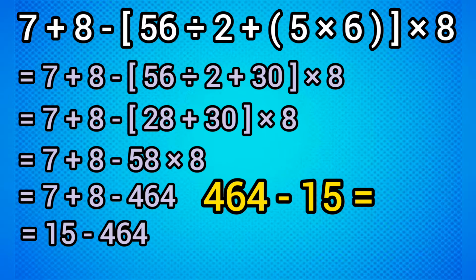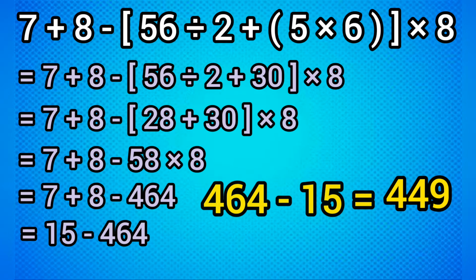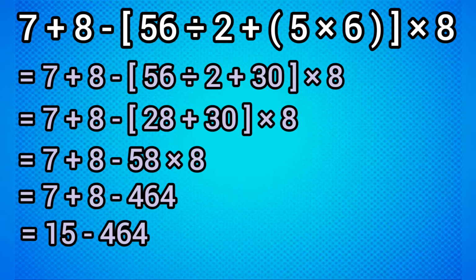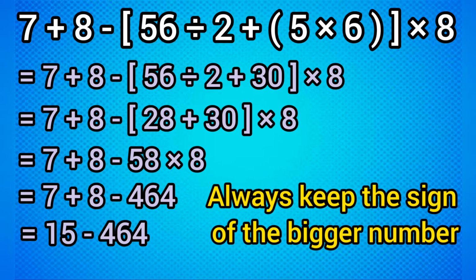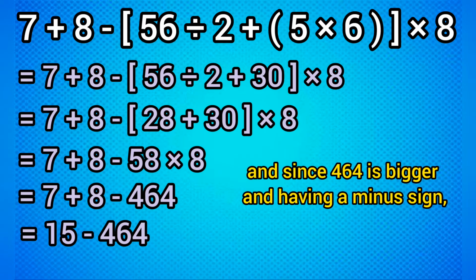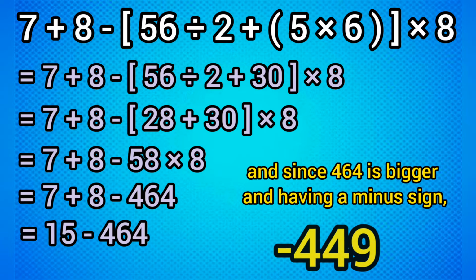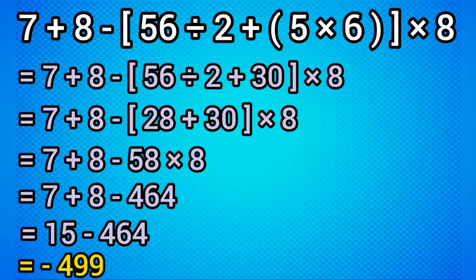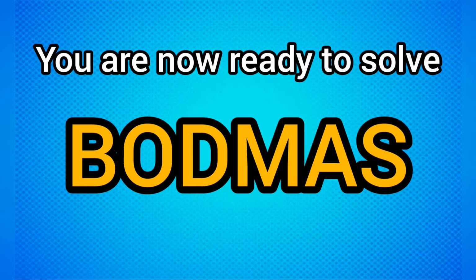464 minus 15 is equal to 449. But don't keep 449 as the answer. Remember, always keep the sign of the big number, and since 464 is bigger and has a minus sign, the answer is minus 449. That's right! Minus 449 is the answer. Good and excellent. You are now ready to solve BODMAS.